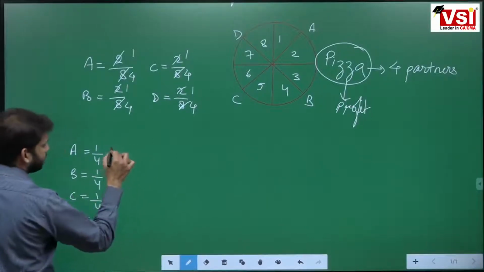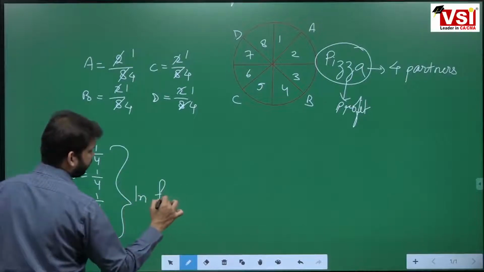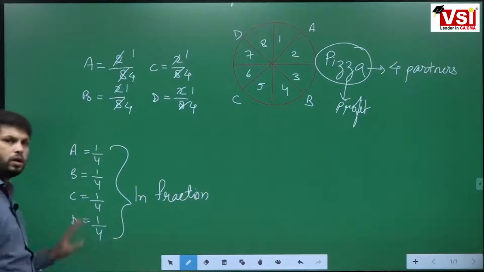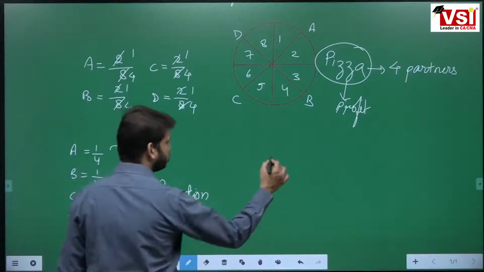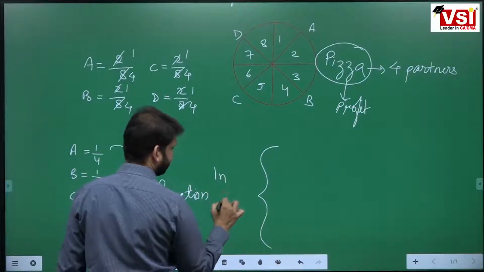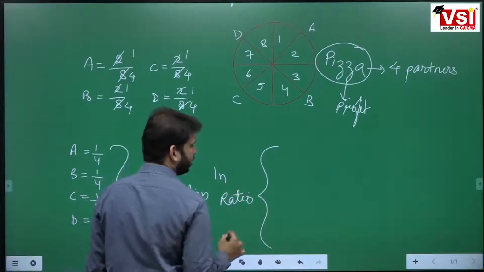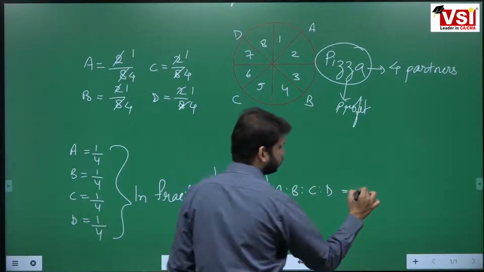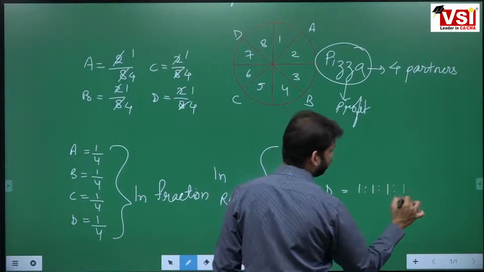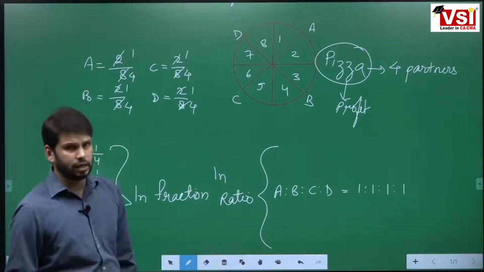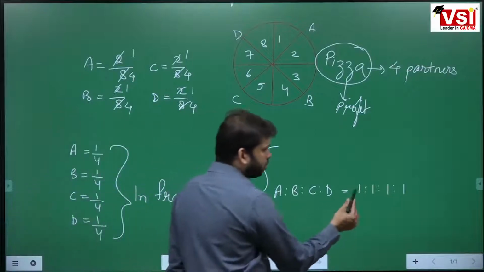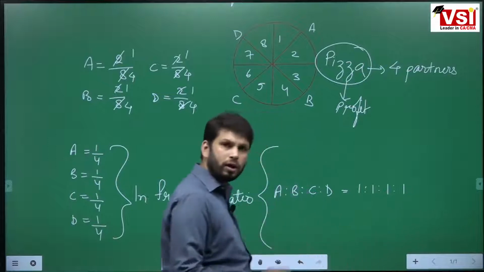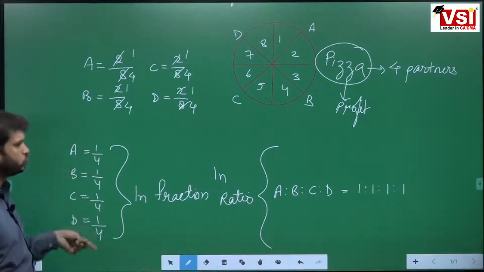This is in fraction. If I want to write the same thing in ratio, how can I write? A is to B is to C is to D equals 1:1:1:1. To check whether I have written it correctly, I can see that there are 4 ones, so 1 plus 1 plus 1 plus 1 is 4. The denominator of everyone has to be 4.